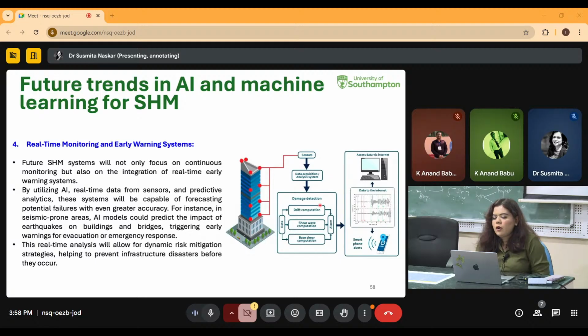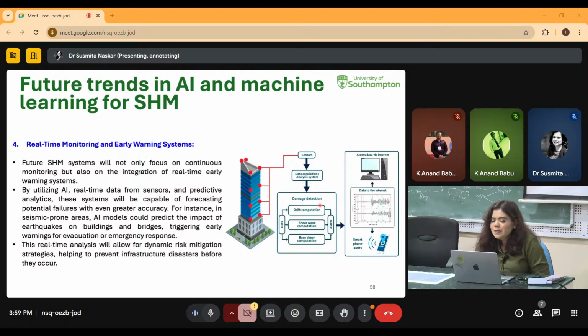For example, if you think about seismic-prone areas, AI models could estimate the impact of an earthquake on buildings and bridges immediately, and then immediately trigger the response. I think that happens quite a lot now. You can see on mobiles, we can immediately get evacuation responses, emergency responses if some issues happen. People are working quite a lot on this kind of capability, and it enables dynamic risk mitigation strategies that will help prevent infrastructure disasters before they occur. They will also reduce the damage, save cost, save human lives, and improve public safety as well.